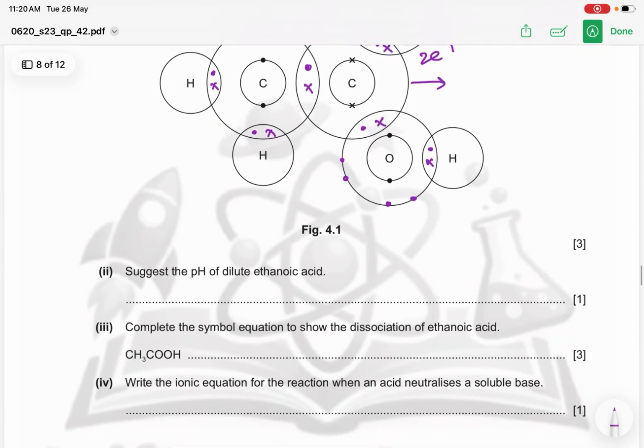Next, suggest the pH of dilute ethanoic acid. So ethanoic acid is actually a weak acid, and also it is dilute here. So we can write any number between 3 to 6. So we'll write 4 here.